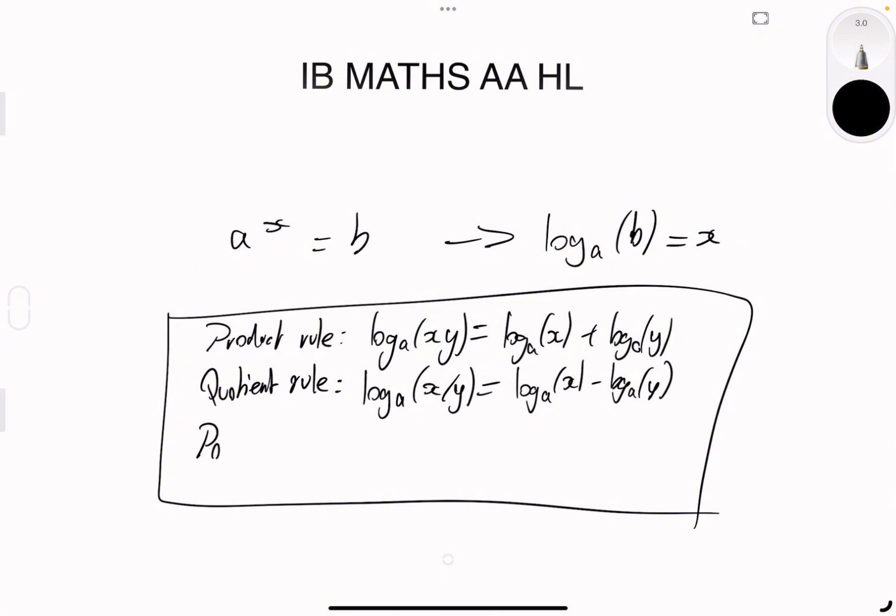And finally, the power rule. Log a of x to the power of n equals n log a of x. So you'll use logarithms a lot for solving exponential questions, especially in calculus and modeling real-world problems. So now let's explore complex numbers.